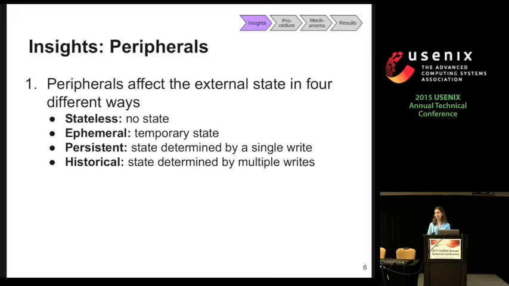persistent peripherals, which have a more lasting effect on the external state, in the sense that their state is held as it was set by the last write to the peripheral until it's next written to. An example here would be a motor, whose speed will remain as it was set. And finally, historical peripherals, whose state is similarly lasting, but is determined by a series of prior writes to it rather than by a single write. An example would be an LCD display.